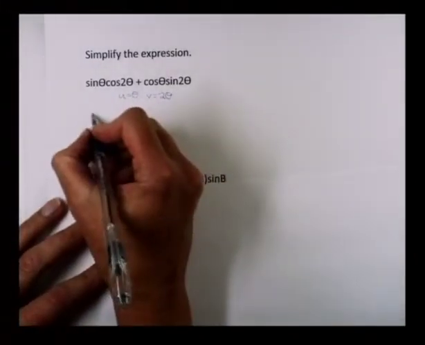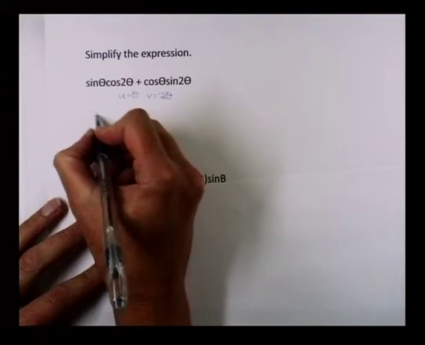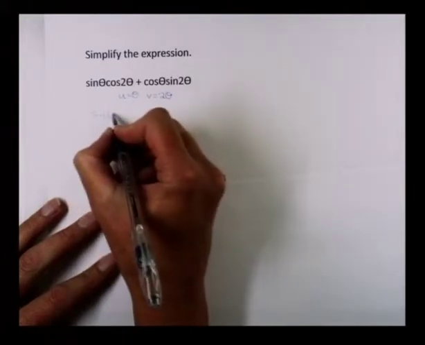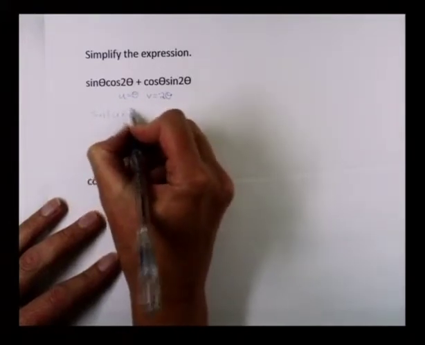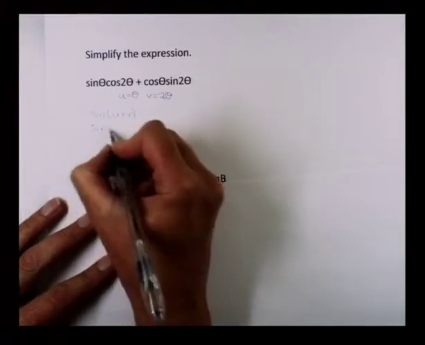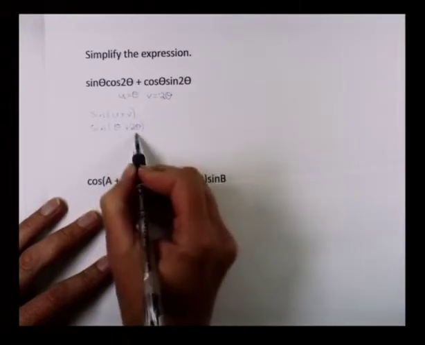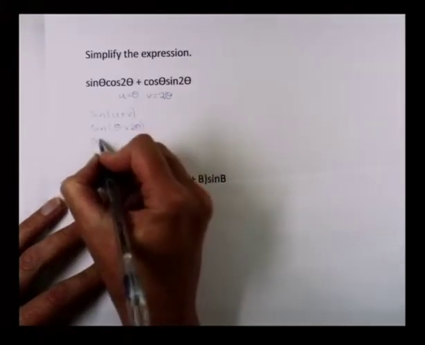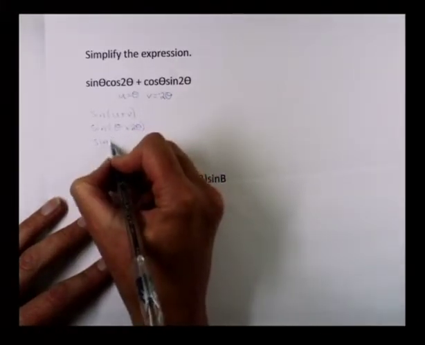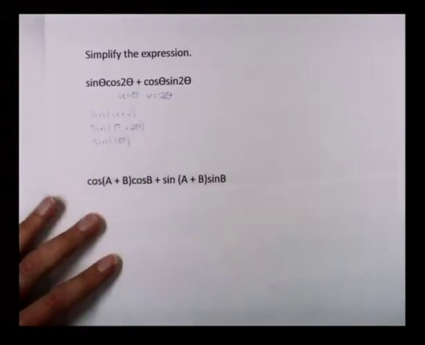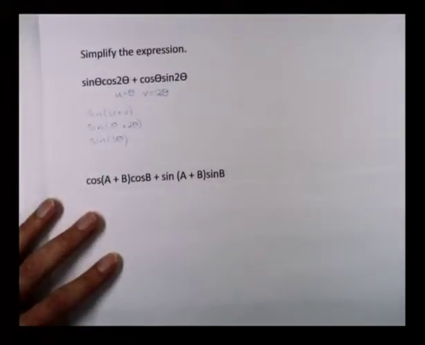So I have the sine of, I'm substituting into u plus v, so it will be the sine of theta plus 2 theta, and we notice that we can combine some like terms here, and I can simplify that down to the sine of 3 theta, and that one is done.